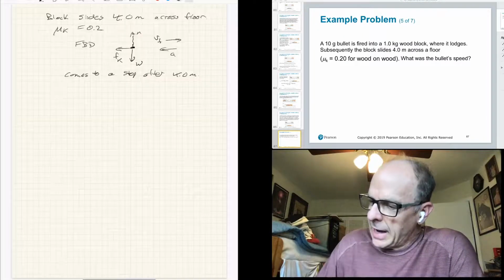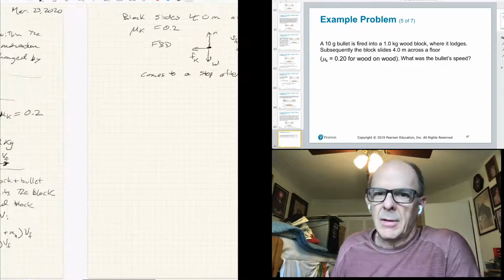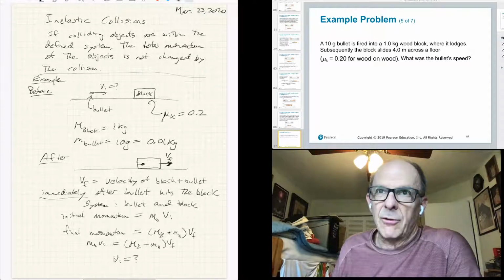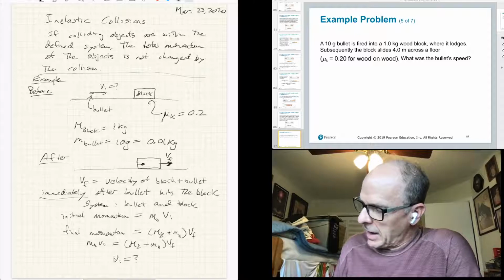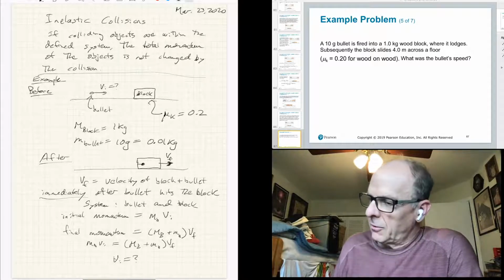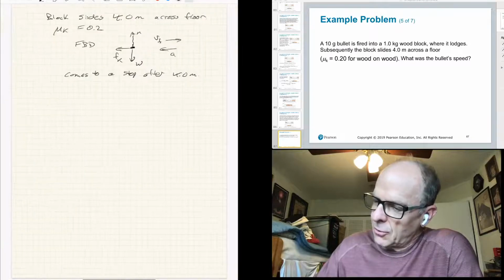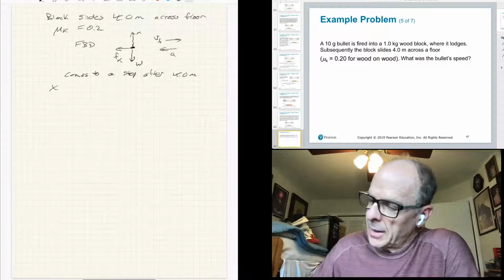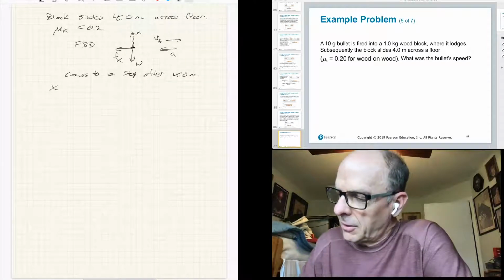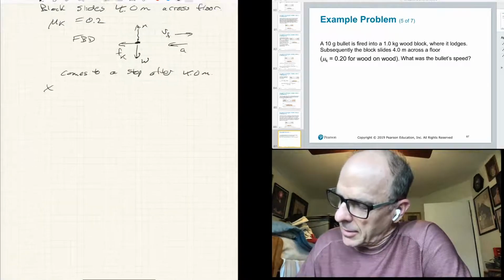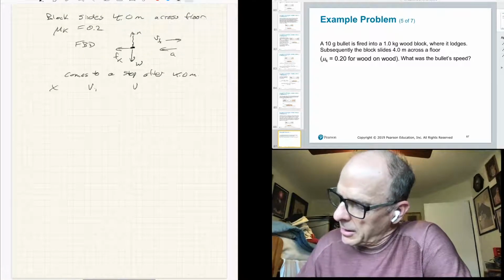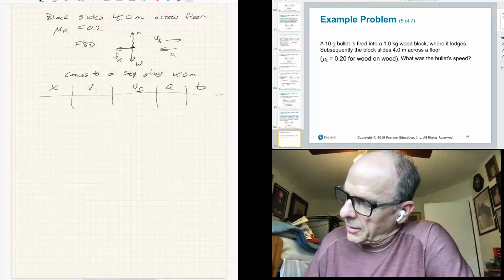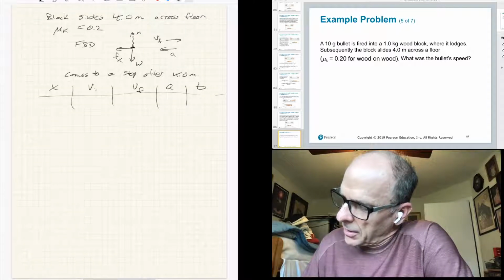If we can figure out this VF, then we know everything else in this equation for conservation of momentum. We know the m's. If we know VF, then we can get VI. So the VF is actually the initial velocity for the motion of the block sliding across the floor. I'll set up our kinematic properties as usual. There are 5 of them. This final velocity here is 0.